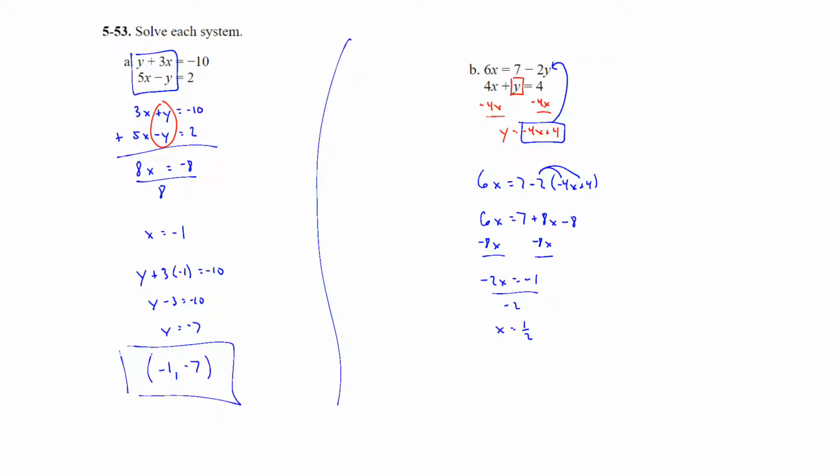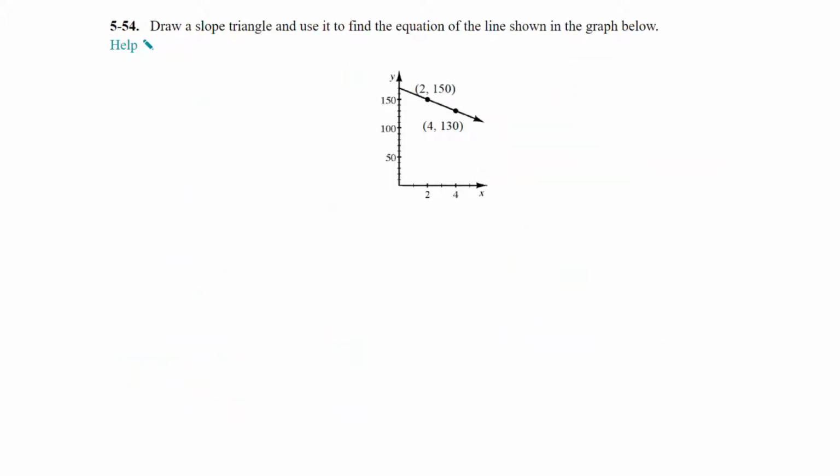And then now we can go and plug this back into either one of the equations. Since I solved for y, I'm actually going to plug it into this one right here that we solved for y. So this will be y equals negative 4 times 1/2 plus 4. So that would be negative 2 plus 4, and that is 2. So the solution is 1/2 comma 2. Once again, we don't have to check it, but we could plug it back in to check it.